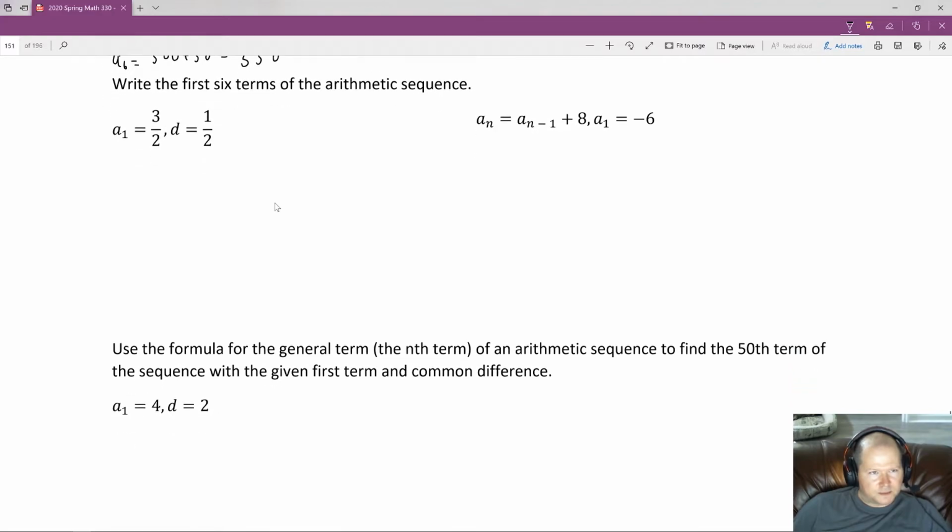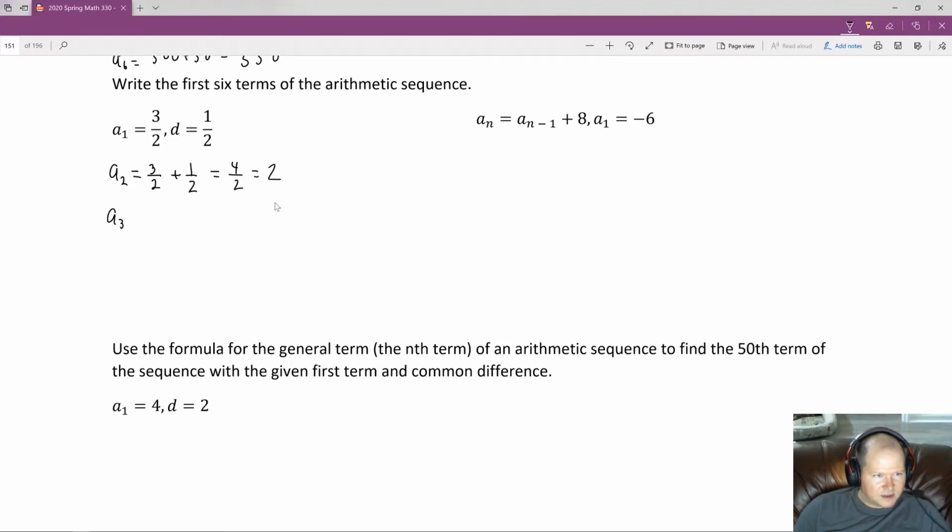Let's try another one. Write the first 6 terms of the arithmetic sequence. Alright, so the first one we already have here, so we're really looking for the second one. So the second one's going to be the first one plus the difference. And 3/2 plus 1/2 is 4/2, and 4/2 is 2.